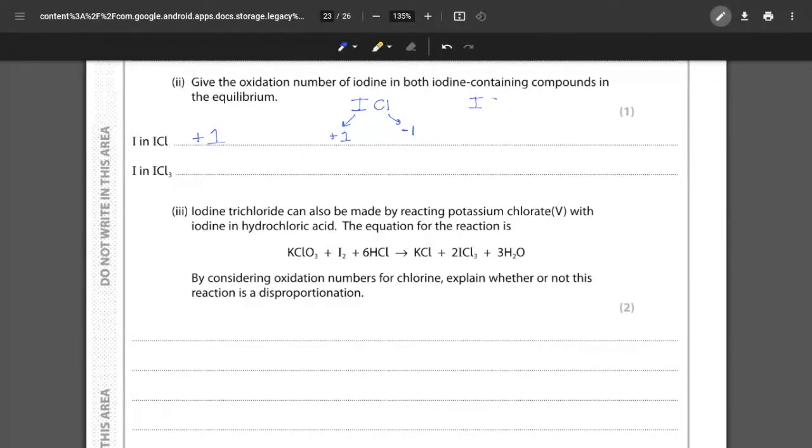When it is ICl3, we've got the -1, but we have 3 of them, meaning that gives me that overall charge of -3. To balance that out, my iodine must be +3. So my second answer, +3. 1 mark for getting both of those correct.